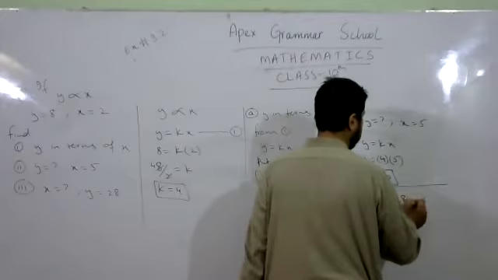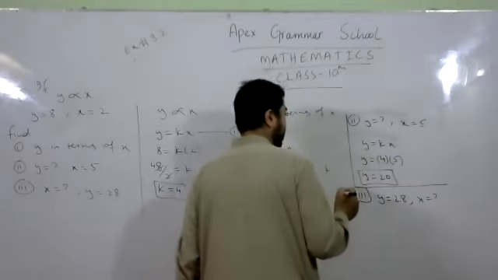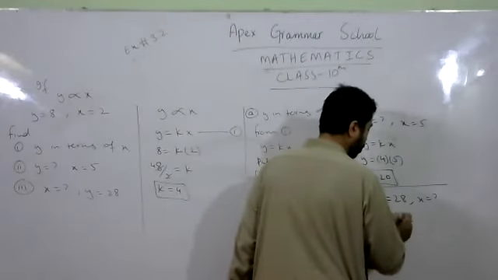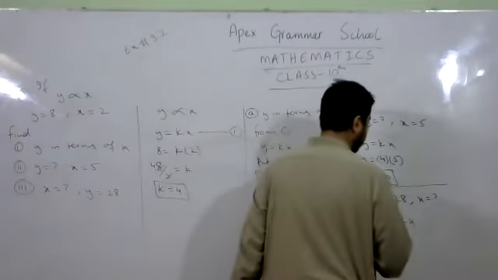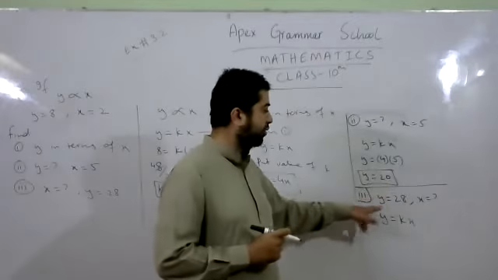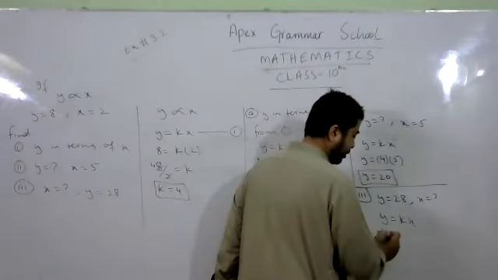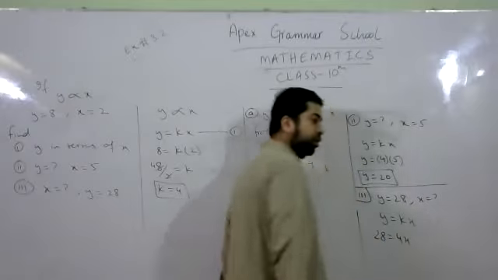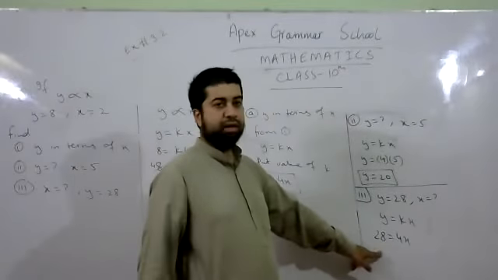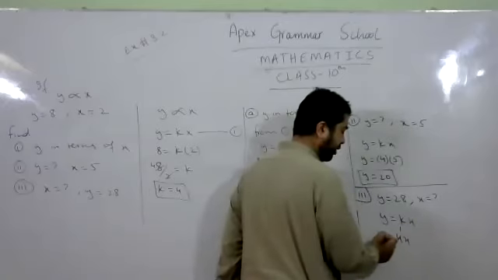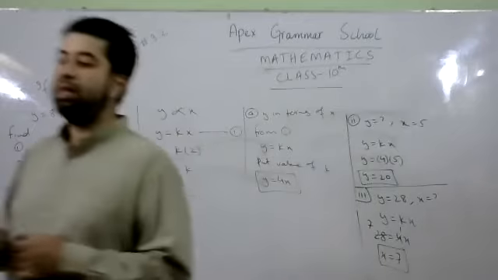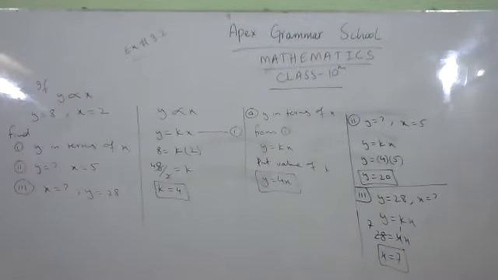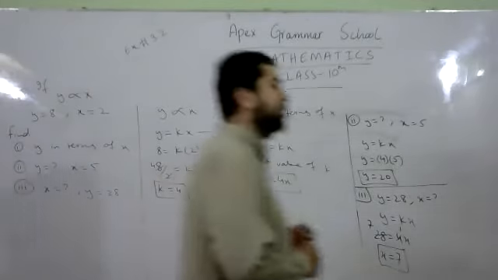Y is equal to 28 and you need to find x. So y is equal to kx, again from this relation. Now you can easily find the value of x; y is equal to 28, the value of k is 4, and 4 is multiplying x, so we're going to divide on this side. Directly, 4 times 7 is 28. Then you will easily have the value of x. x is equal to 7. And that's it. This was question number 1, and these are very easy questions.